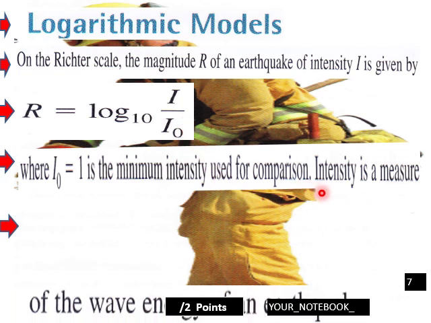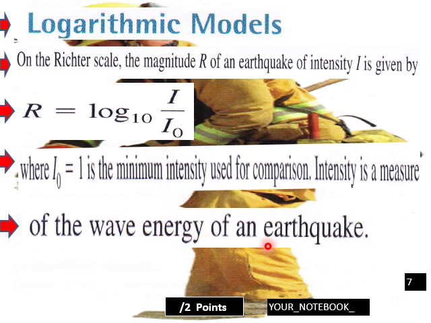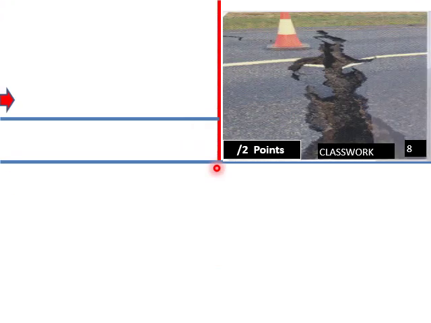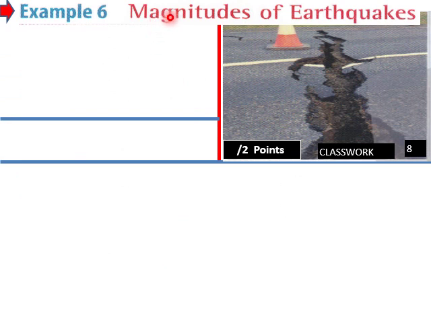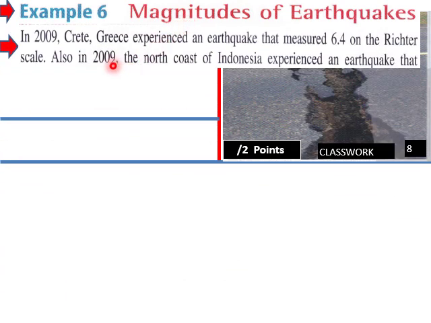Intensity is a measure of the wave energy of an earthquake, so it's kind of like a metric used for earthquake wave energy. So magnitudes of earthquakes are, in 2009, Crete, Greece experienced an earthquake that measured 6.4 on the Richter scale.